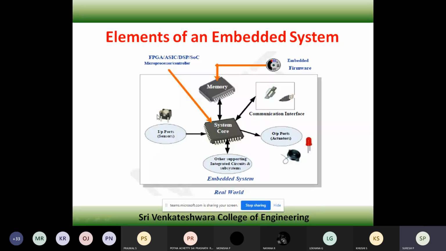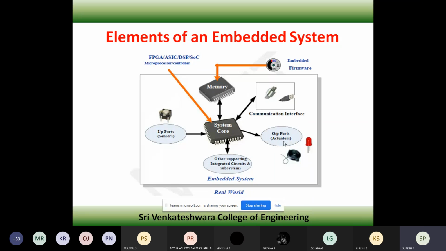Now you can see it here. At the input port, you are going to have the sensors, and at the output port, you are going to have the actuators. Depending upon the type of the input, the system has to analyze that particular input, and the corresponding action has to be taken at the output. That's what it does at the input port and the output port. Input port is sensors, output port is actuators. I think all of you know about the sensors and the actuators.